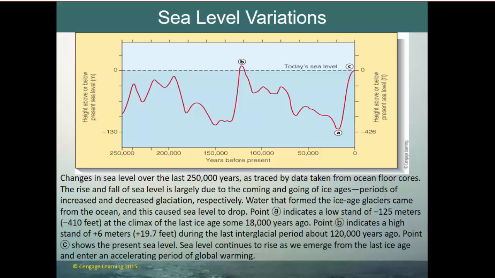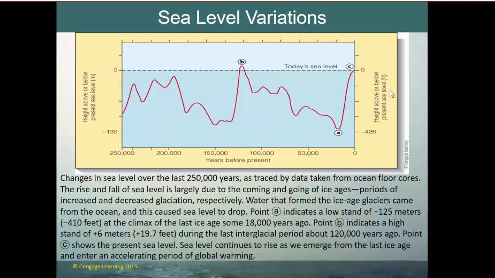Now, B indicates a high stand, 6 meters or so above current sea level, during the last time we were interglacial, or between glaciation. So this cold period, low sea level, represents glaciation. This is the last interglacial. We're currently in an interglacial as well. And that was about 120,000 years ago, the last interglacial.